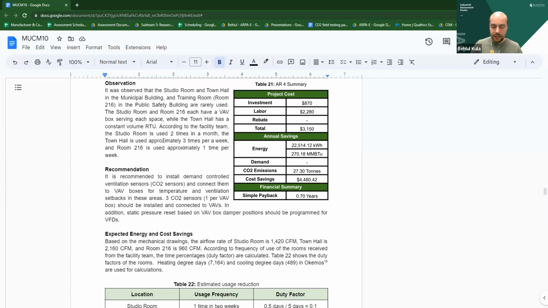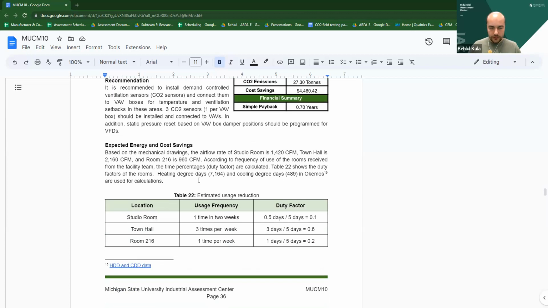Because you have VAV boxes for each area and a rooftop unit for the town hall, you can easily program it by using your building automation system. You just need to install some carbon dioxide sensors, and these sensors need to be connected to the thermostat and also need to be programmed. So the installation costs include these things.